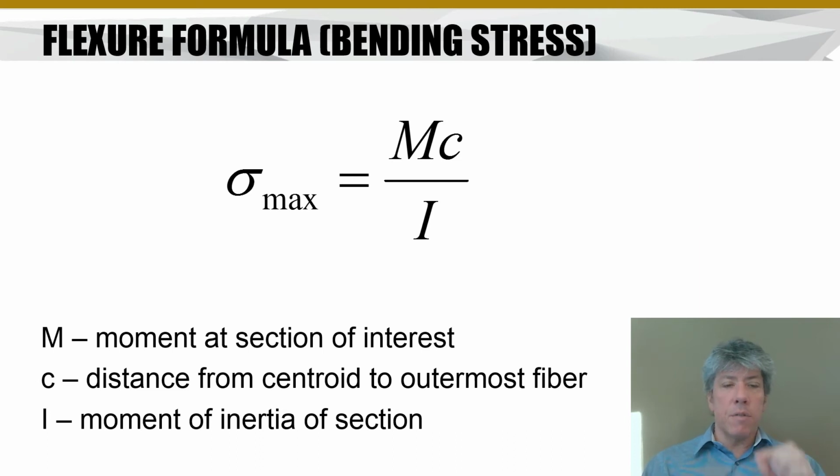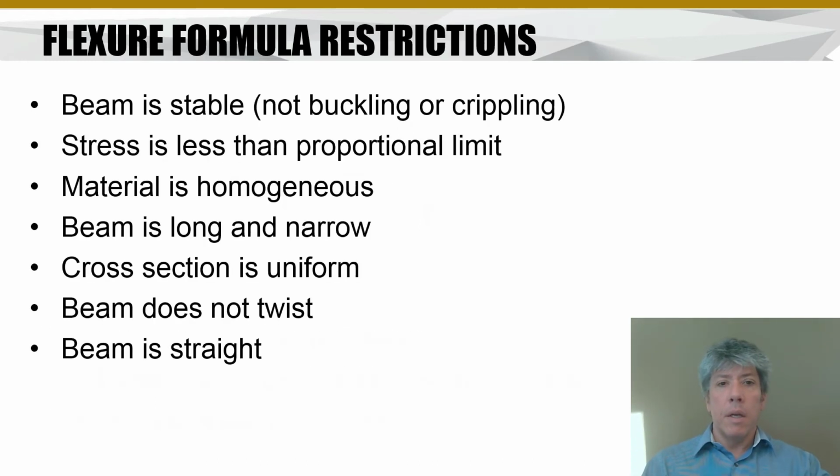C is the distance from the centroid to the outermost fiber, and I is the second moment of area. It's the moment of inertia of that cross section of the beam. So this is how we calculate the so-called bending stress. And this actually gives us the maximum bending stress that the beam experiences because it's at a distance farthest away from the centroid. So understand that the stress is distributed across the cross-sectional area of the beam. And we'll see how that's distributed in just a moment.